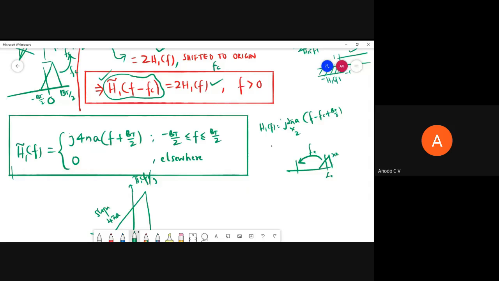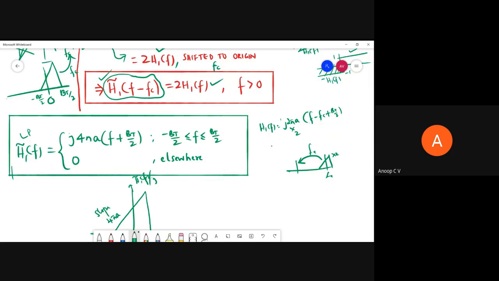So okay, now with this, what we got now, this low pass equivalent is twice h1 of f for f greater than 0. So twice h1 of f. For f greater than 0, h1 of f was actually j 2 pi a (f minus fc plus bt by 2), right? This was h1 of f. So twice h1 of f will be j 4 pi a (f minus fc plus bt by 2), right?